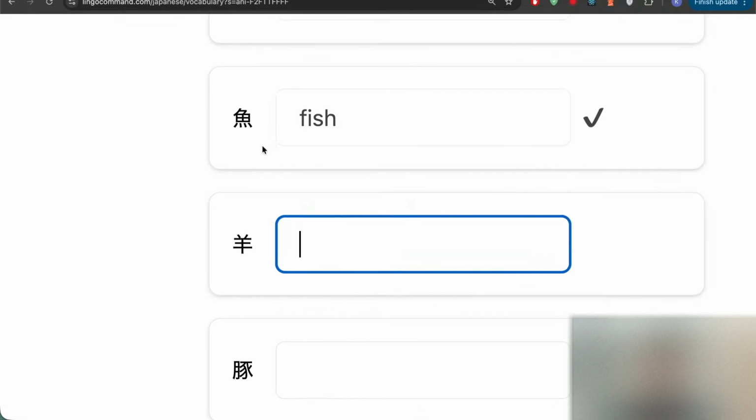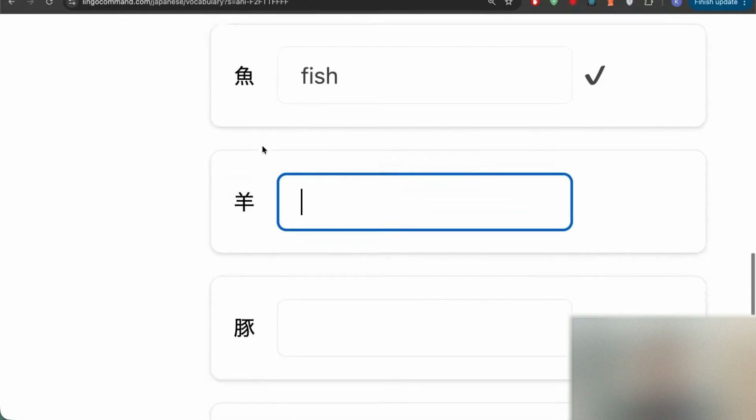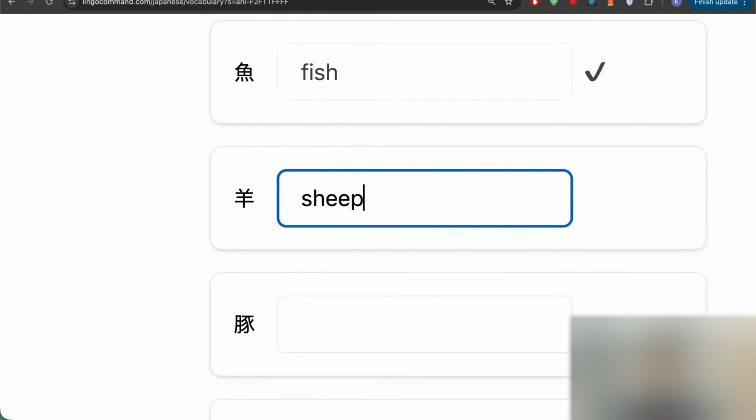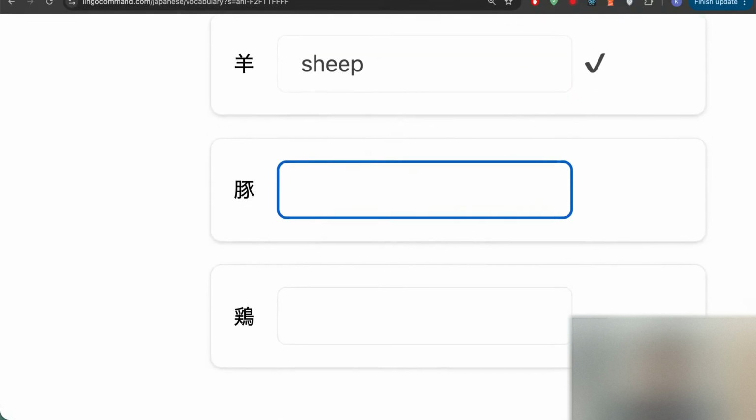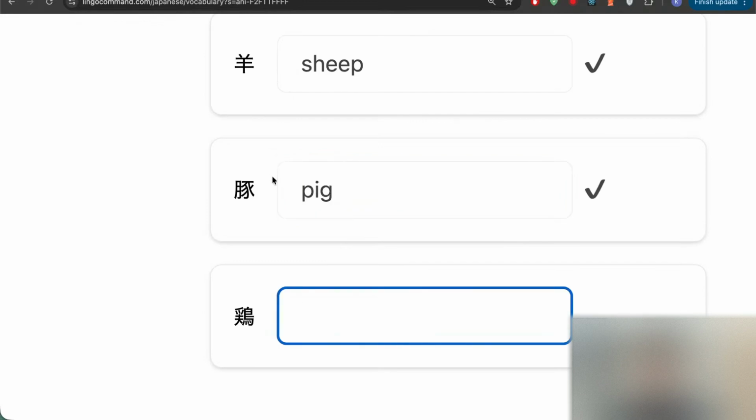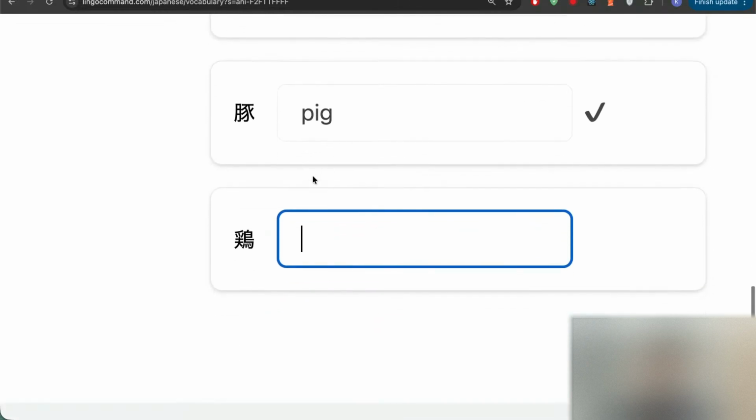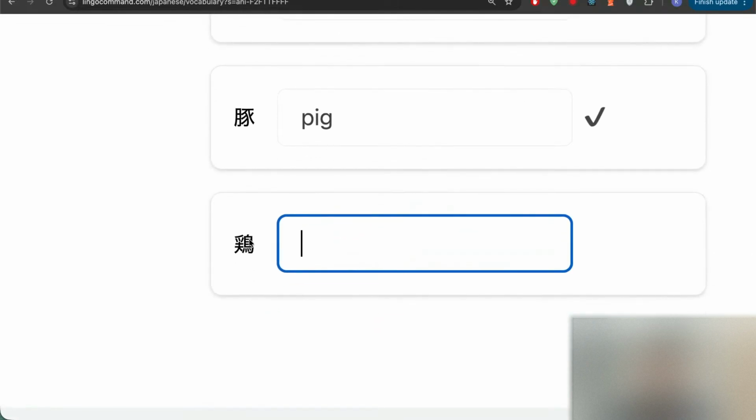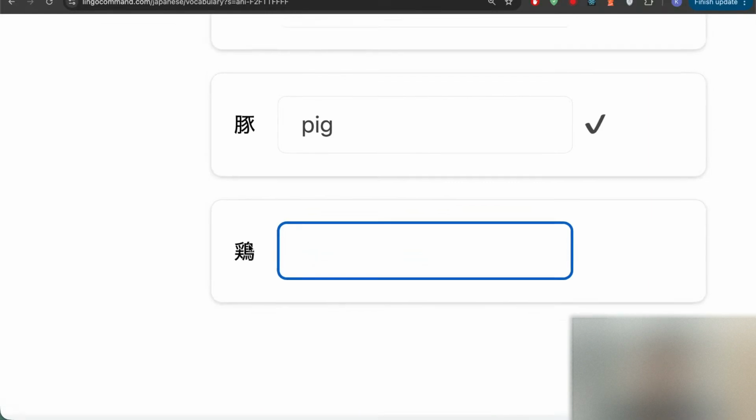This is the one that looks pretty similar to the kanji for cow. This one is hitsuji, which means sheep. This is buta, which is pig. And this next one here, you'll notice something interesting. So there are actually two radicals here. The one on the right is the radical for bird, right?